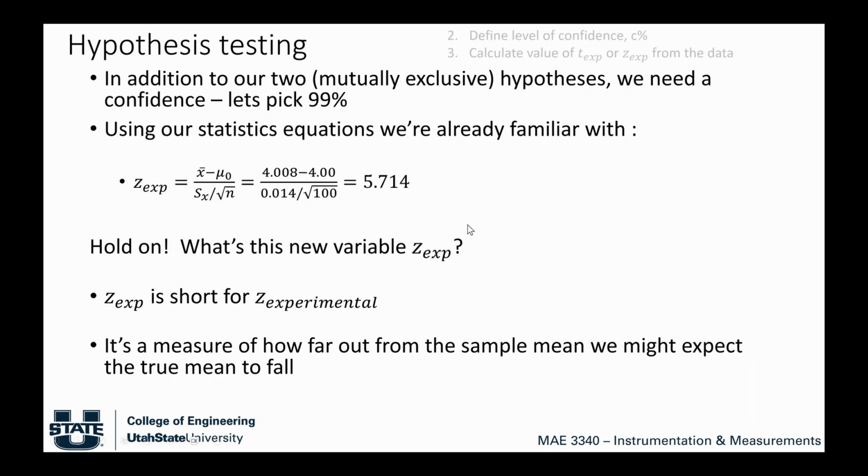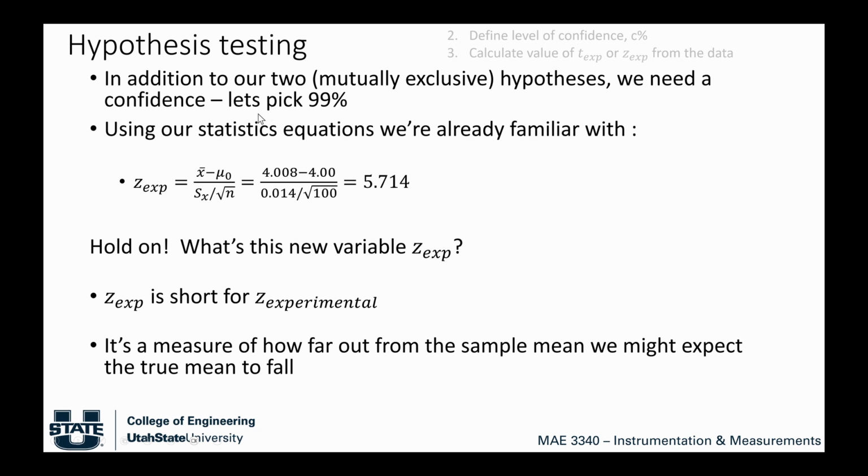And so we need to make sure we have mutually exclusive hypotheses, and we pick a confidence level, and we just pick 99%. This is going to be pretty arbitrary. You can pick 99, 95. There are going to be different justifications for picking different values, and that's going to be determined by you or your manager, or your engineering company, whatever it is. You are going to have to justify why you picked that. But in this case, we picked 99%.